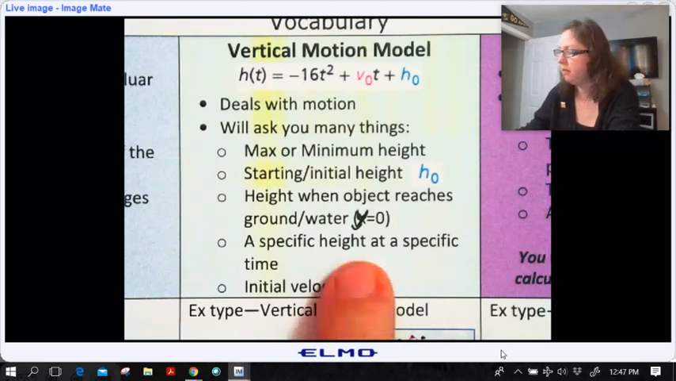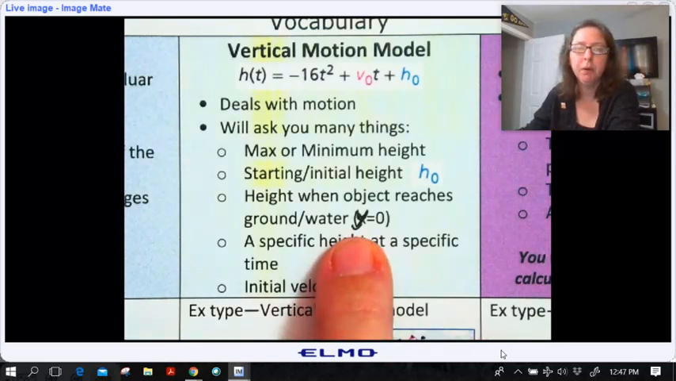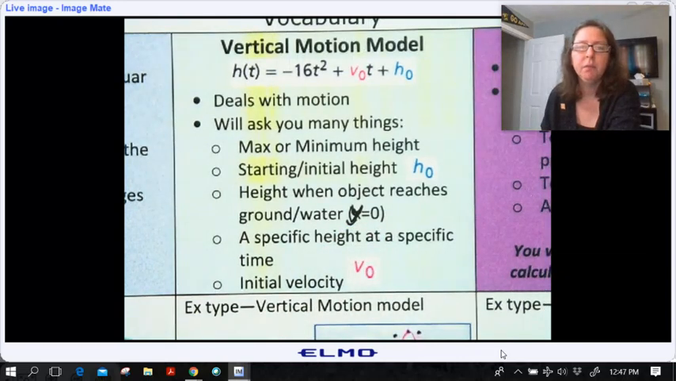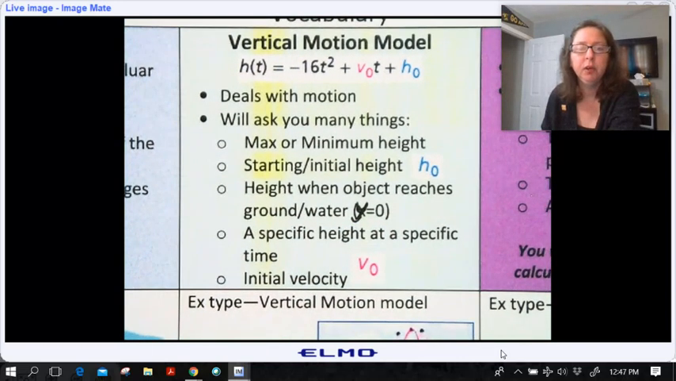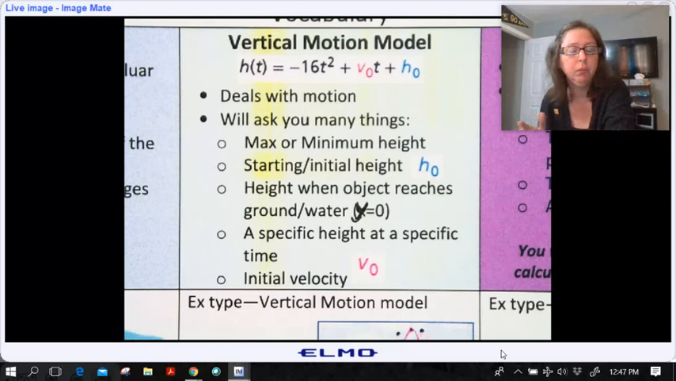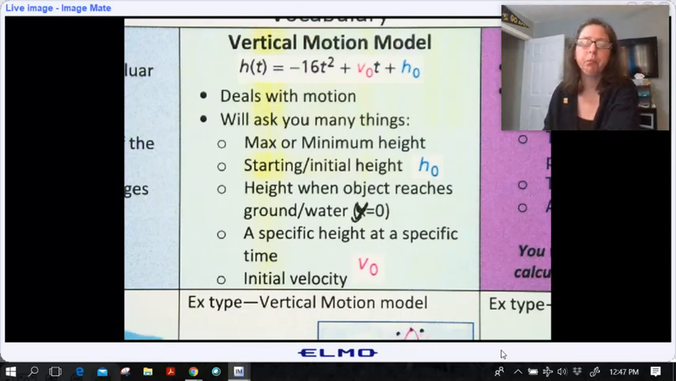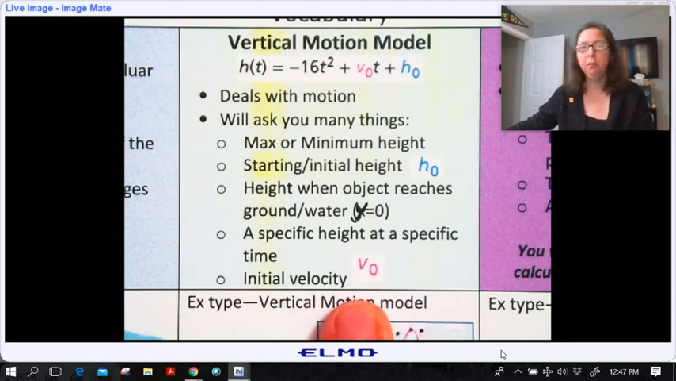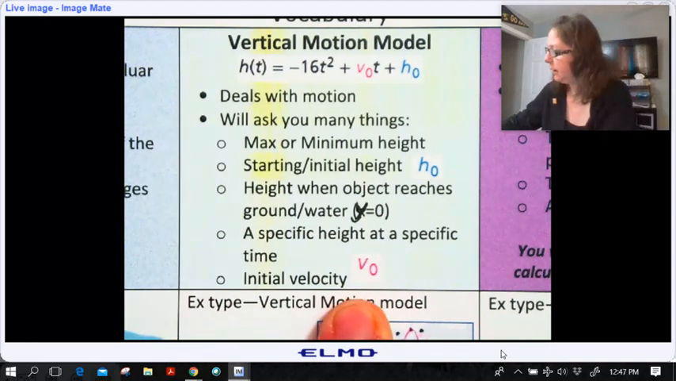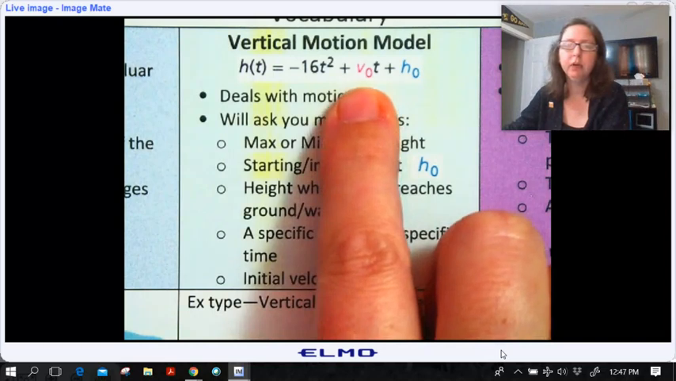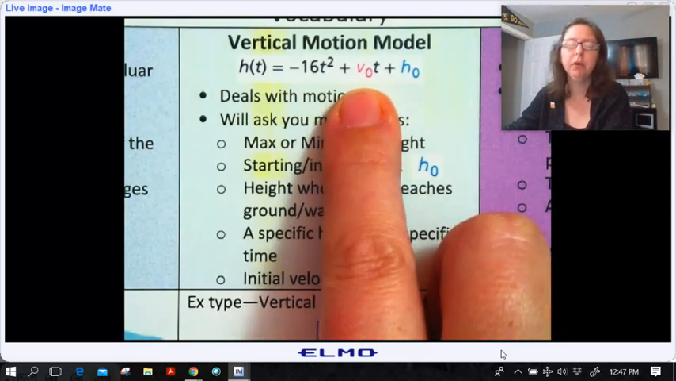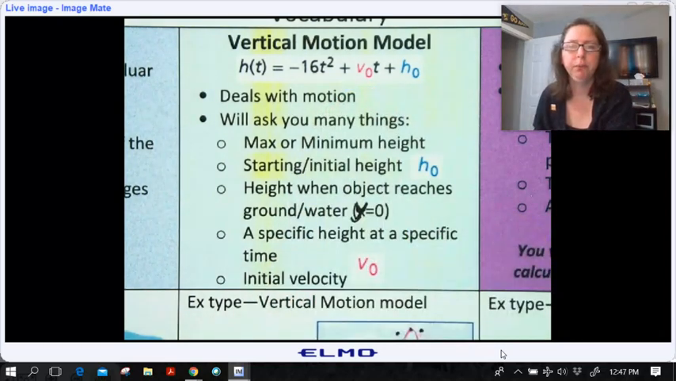Now, please fix this on your paper. This is a typo. It should say y equals 0. This is where the y value equals 0, okay? The specific height of an object at a specific time may be asked for. And then your initial velocity is your V sub O. And again, it goes right here. It should be the b value of your vertical motion equation.